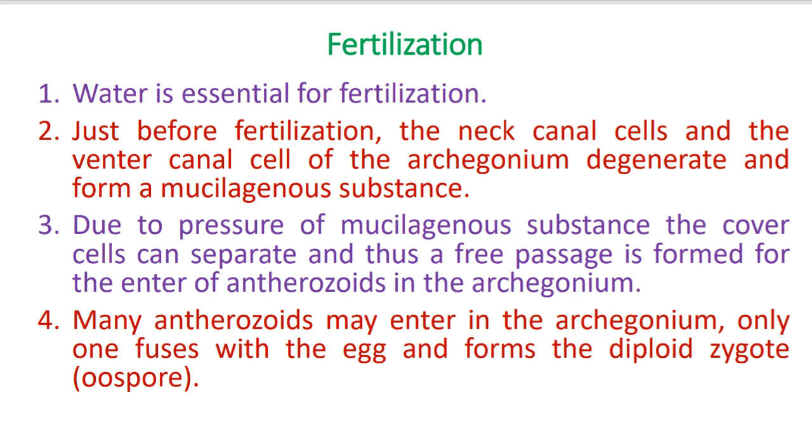Number 3: due to the pressure of the mucilaginous substance, the cover cells separate, and thus a free passage is formed. So inside the archegonium a free passage is formed, and free space is formed for the entry of antherozoids, the entry of sperm or male gamete, into the archegonium. Number 4: many antherozoids, many sperms, many male gametes may enter the archegonium. Only one fuses with the egg and forms a diploid zygote.